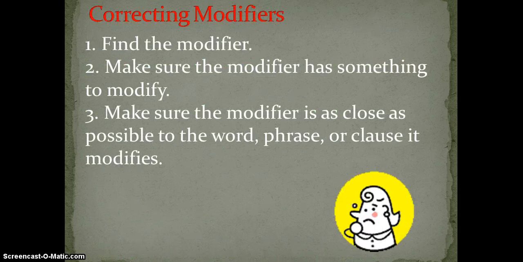So with modifiers, you need to find the modifier, make sure the modifier has something to modify. If not, you need to insert that information. Otherwise, it's a dangling modifier. And make sure the modifier is as close as possible to the word, phrase, or clause it modifies. So again, with this, if it is not, then you have a misplaced modifier, so you need to fix it.